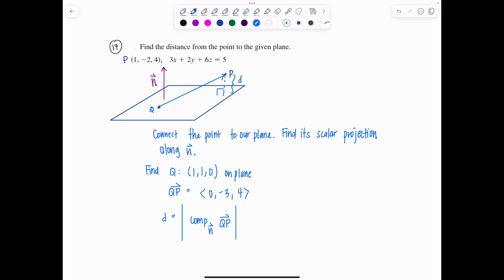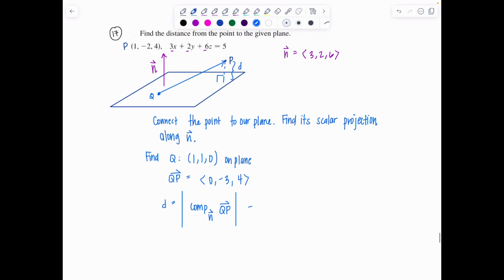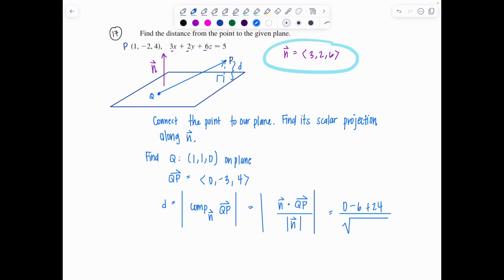Okay, so what's n? We didn't write it out yet. n has components 3, 2, 6. Perfect. So here we go. This is going to be the absolute value of n dotted with QP divided by the magnitude of n. n dotted with QP, I can already tell it's not going to be negative, so I don't need to keep the absolute value. It's going to be 0 minus 6 plus 24 divided by the magnitude of n, which is the square root of 9 plus 4 plus 36.